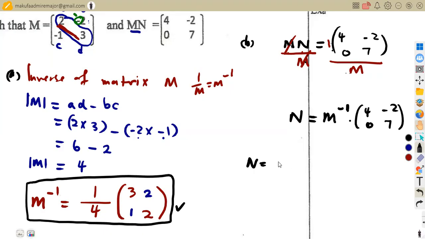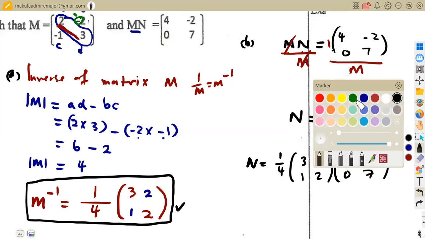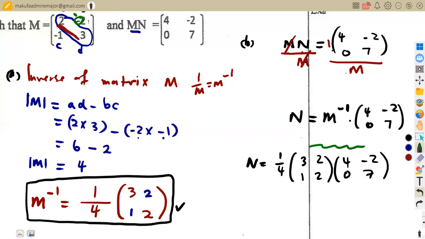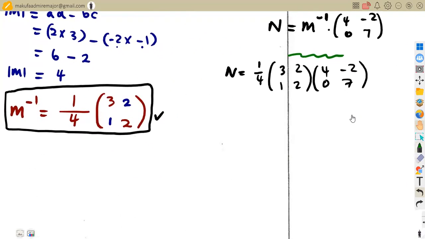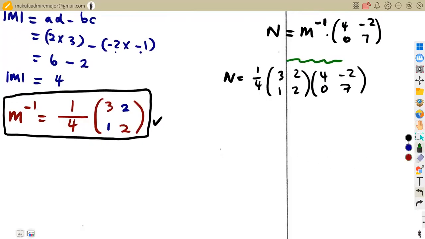So your inverse of M is going to be 1 over 4. So you're going to have 1 over 4 times 3, 2, 1, 2 multiplied by the matrix 4, 0, minus 2, 7. So on this side, you are simply applying your proper multiplication of matrices, whereby we are using the row by column. By doing this, we are going to have matrix N. So we are going to apply our row by column concept. Just leave the 1 over 4 because it's acting as a scalar. So we are going to start with this row and this column.